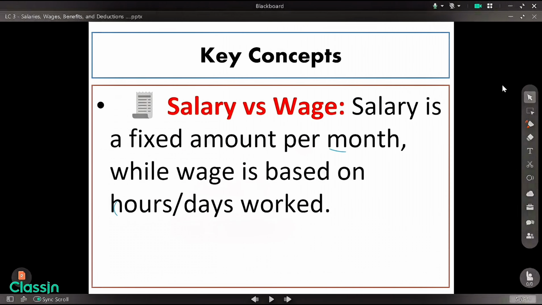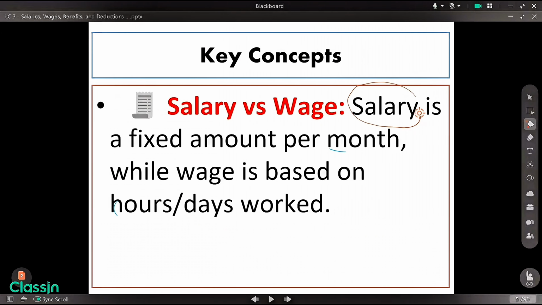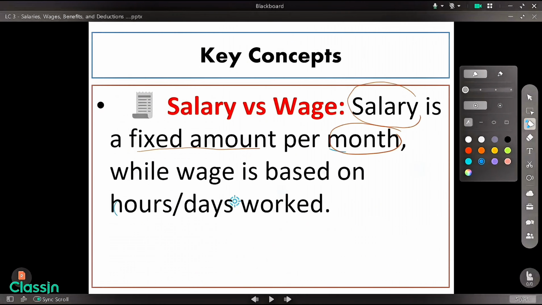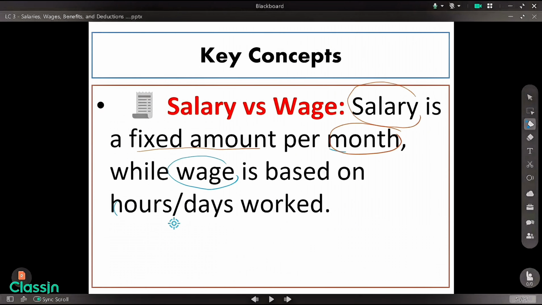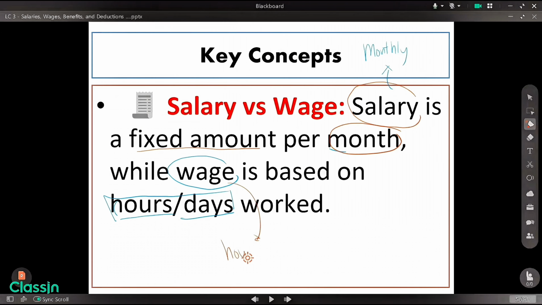Let's proceed with the salary and wage. So when we say salary, it is a fixed amount per month. Again, it is monthly. But for the wage, it is based on hours or days worked. So for salary, it is monthly. And for wage, it could be hourly or daily. It depends on the problem or on your employer.